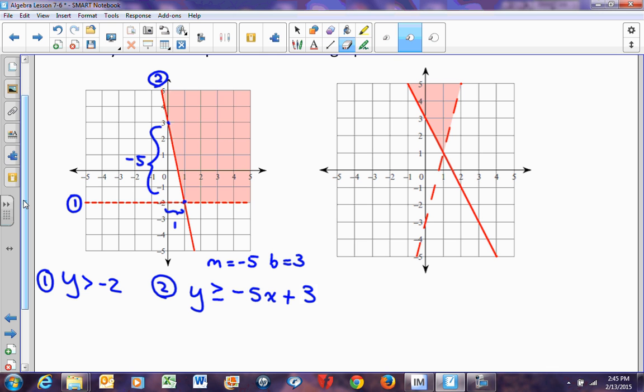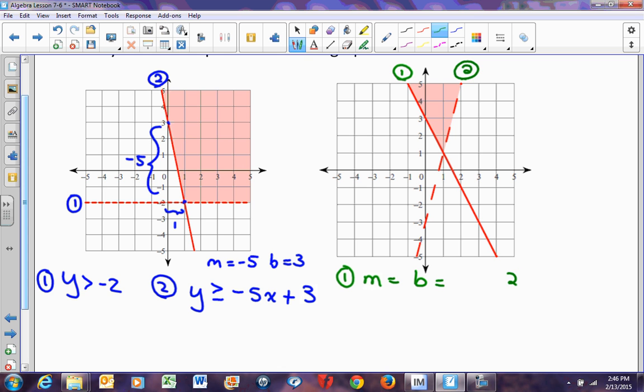We can do the same thing here with problem number 2. I'll label this one number 1 and this one number 2. In equation 1, we'll figure out our slope and we'll figure out our y-intercept. And in equation 2, we'll do the same thing. Figure out our slope and figure out our y-intercept.